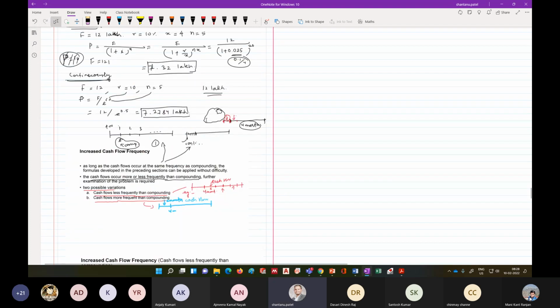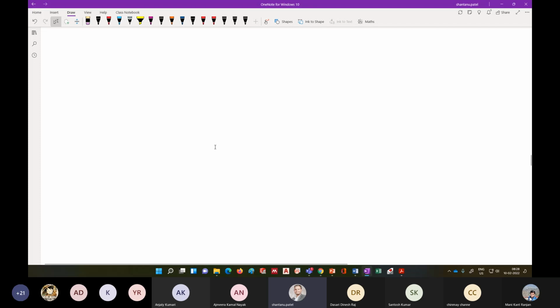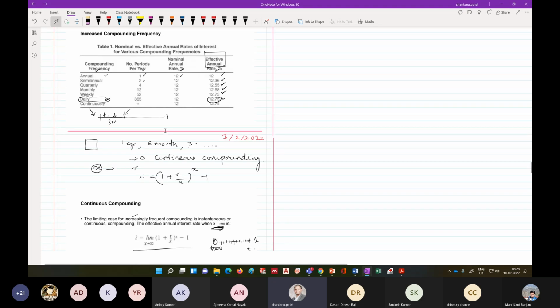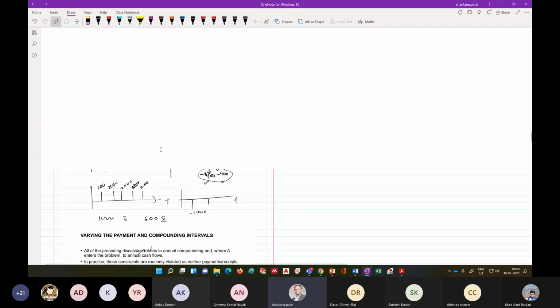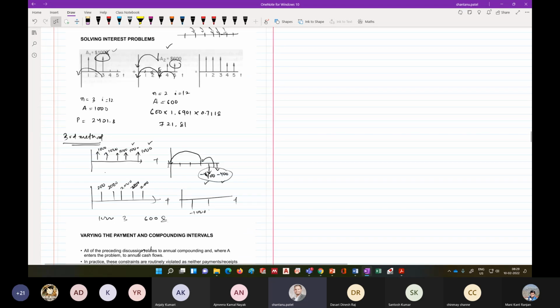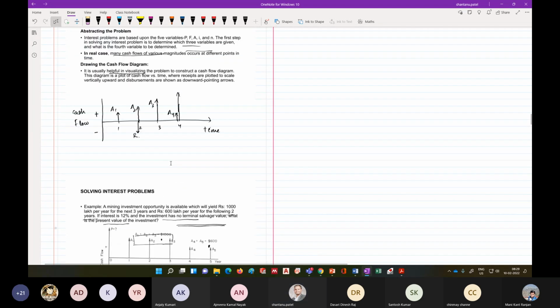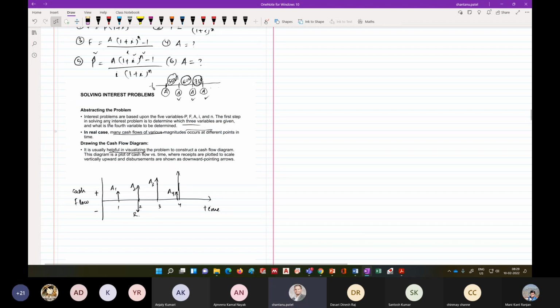From the exam point of view, please try to solve all the problems and see how it is solved. As I said, the concepts are very simple, but if you don't know how to take care of these cash inflows, then it becomes difficult and you can make a mistake. So please go through all the problems that we have solved. Maybe in the exam I will modify a little bit, but the concept will be the same. Any question up to here?